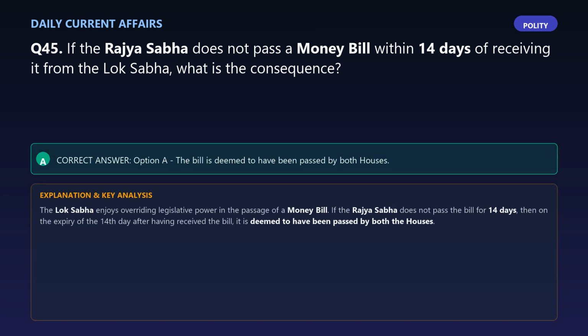The correct answer is option A. The bill is deemed to have been passed by both houses. Explanation. The Lok Sabha enjoys overriding legislative power in the passage of a money bill. If the Rajya Sabha does not pass the bill for 14 days, then on the expiry of the 14th day after having received the bill, it is deemed to have been passed by both the houses.